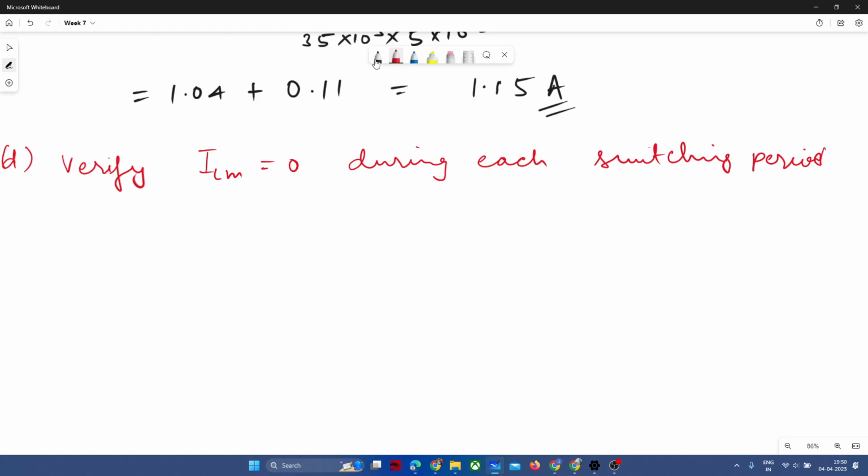D into (1 plus N3 by N1) should be less than 1. So that condition is nothing but D into 1 plus N3 by N1 should be less than 1.